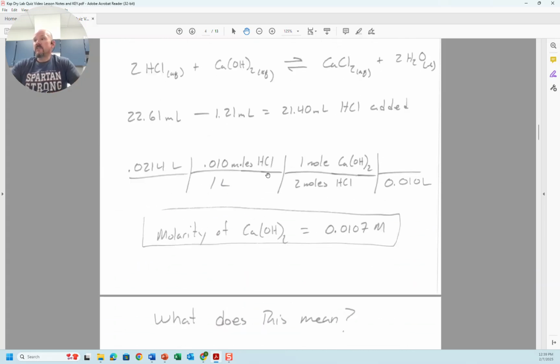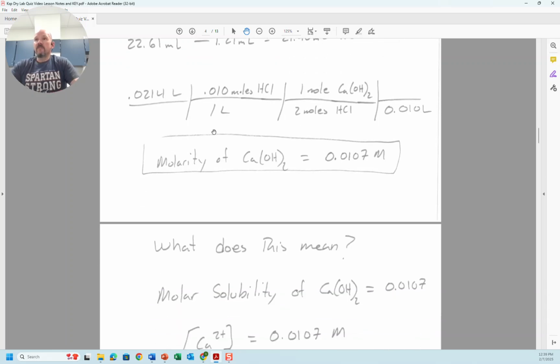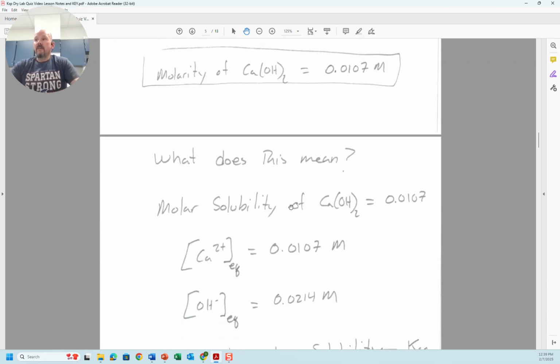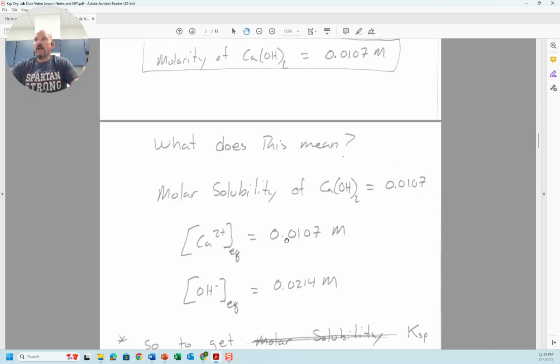But also understand what we just unlocked, right? We have the molarity of the salt, and if we want the molarity of each of the individual ions, the molarity of the entire compound times 1 would give me the molarity of calcium when it's saturated, which is the equilibrium molarity or the saturated concentration. And then 0.0107 times 2, because there's 2 hydroxides for every one of these, would give me the molarity of hydroxide at equilibrium, right?